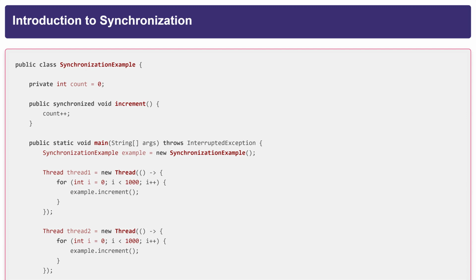In the main method, we create two threads, thread 1 and thread 2, each calling the increment method 1000 times. We start both threads, wait for them to finish using the join method, and then print the final value of the count variable. Since synchronization is applied, the count will always be 2000.